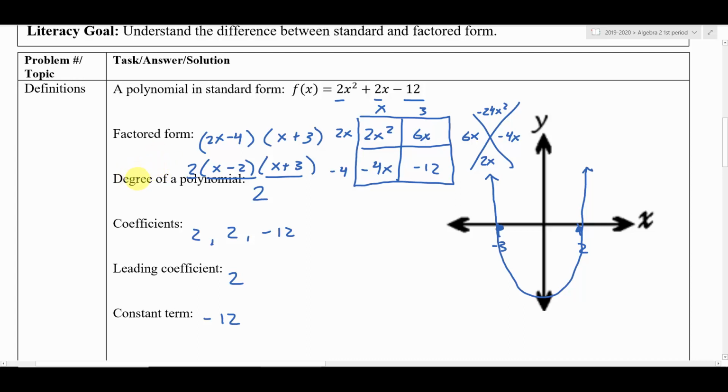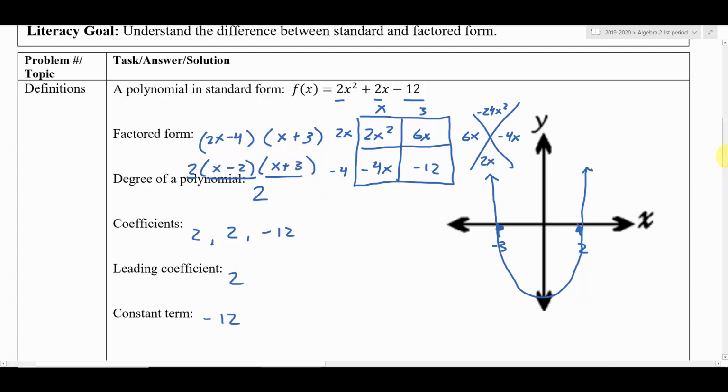So just a recap of yesterday, we took a look at a quadratic function, and we talked about putting it into its factored form. So we learned the difference between standard and factored form. We learned how to identify the degree of the polynomial, looking at both the factored form and the standard form. We learned what the coefficients were, what the leading coefficient was, and what the constant term was. And then we talked about making a quick sketch of the polynomial to connect the x-intercepts to these factors that we saw in the factored form.